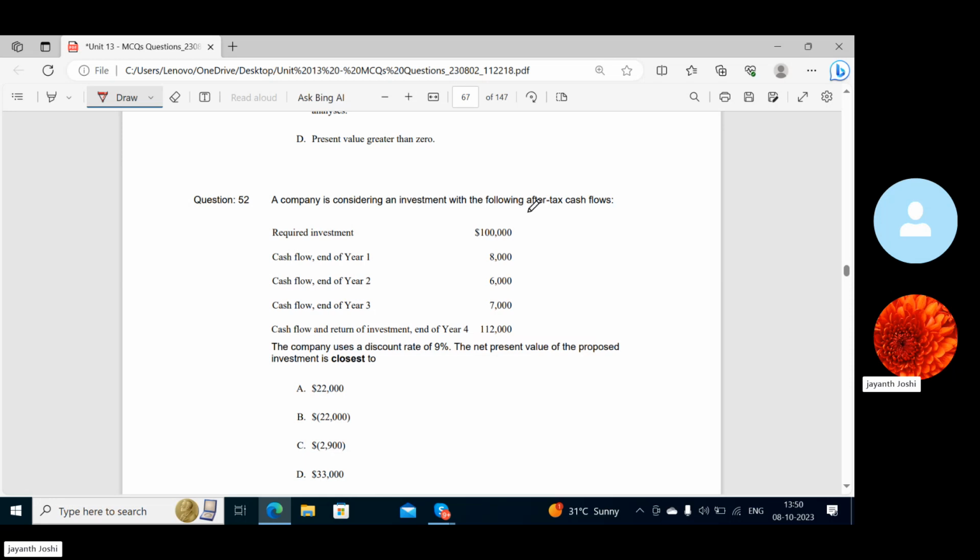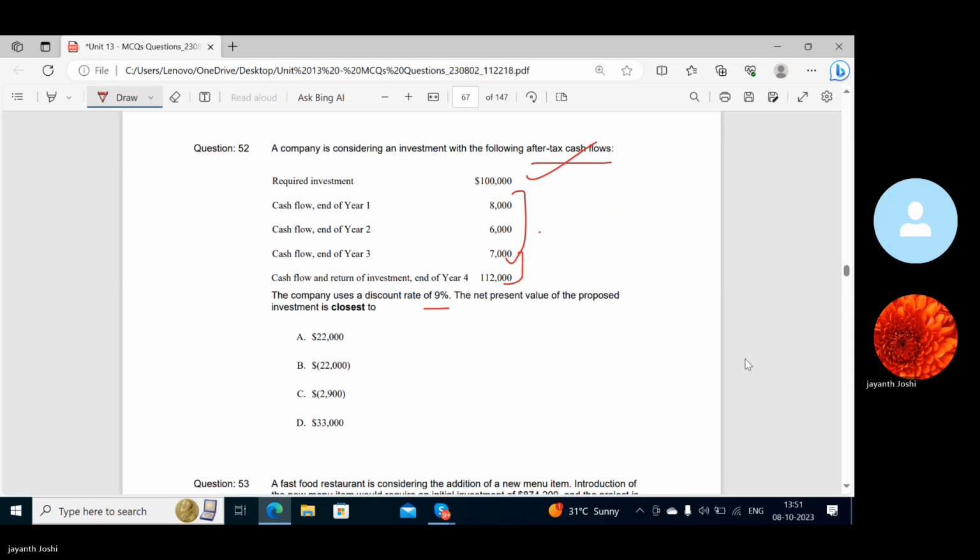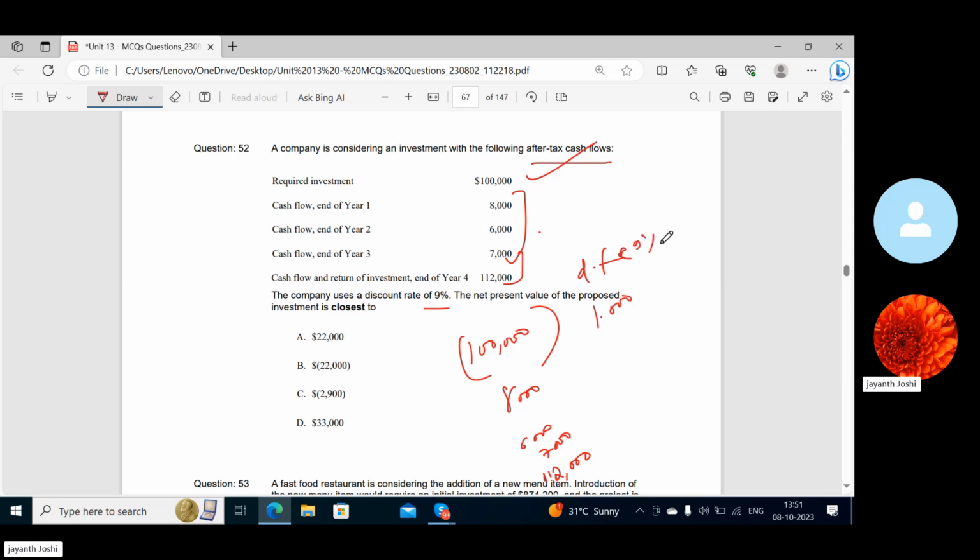Company is considering an investment with the following after-tax cash flows. Required investment is given, cash flows are given. Can you find out the NPV? I think this is a very simple question. Yes, sir. You can do this. I'll just write down the things simultaneously. You can do it on your own. Investment is given, cash flows are given. Discount factor is 9%. When you multiply, it will be the same.